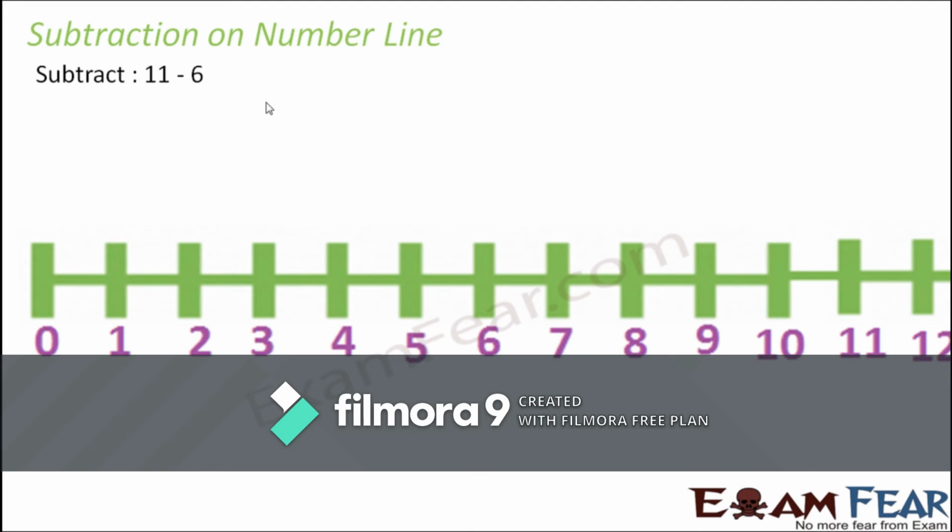So let us in a similar way look at subtraction on the number line. Let's say that you want to subtract 6 from 11. So it is 11 from which you want to subtract 6. So the first thing we need to do is locate 11. Where is 11? This is 11. Now we want to subtract a number from 11. So which side will we move?